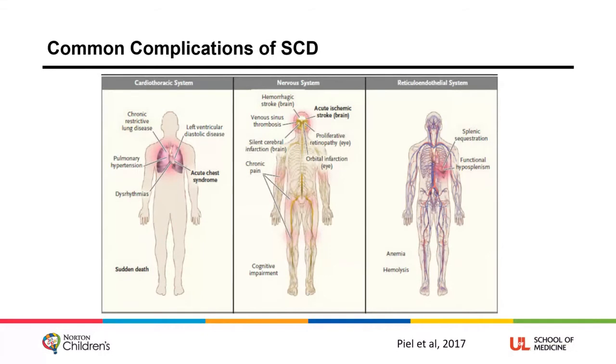The use of TCDs, or transcranial Dopplers, and MRIs to screen patients can help to identify patients who would benefit from additional measures to decrease the frequency and severity of stroke.